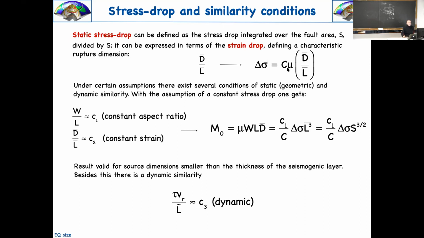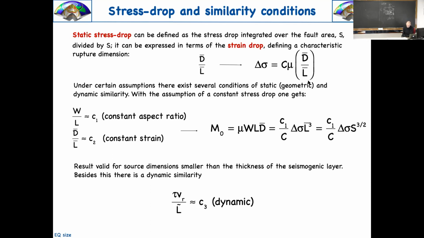And since they were dealing with tectonic earthquakes, they defined the stress drop as this quantity here. Mu is the rigidity modulus. C is a constant that depends on the size, on the shape of the fault. Okay. Then they said, okay, let's imagine that all the earthquakes obey some similarity conditions.